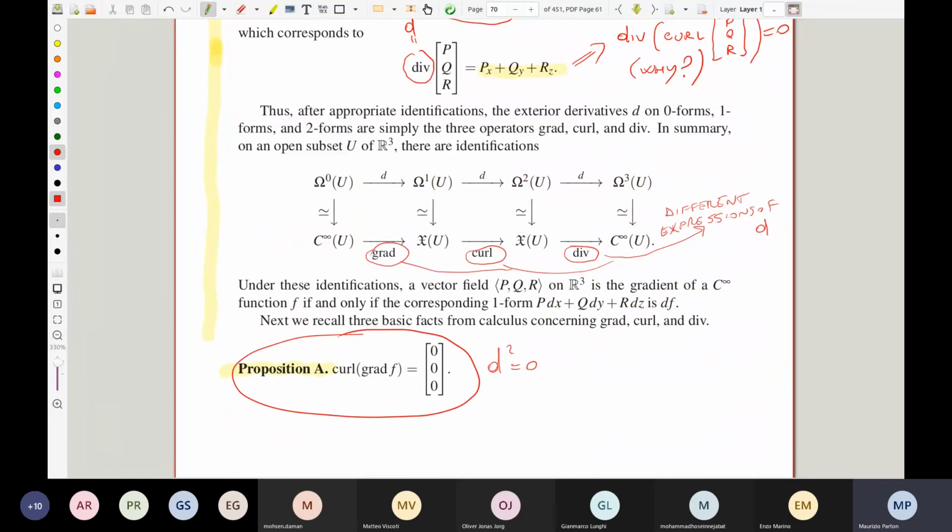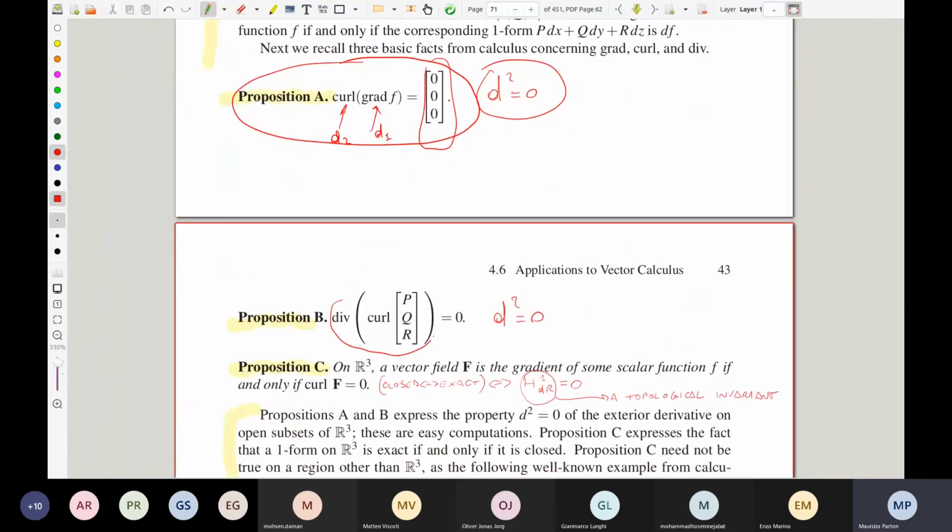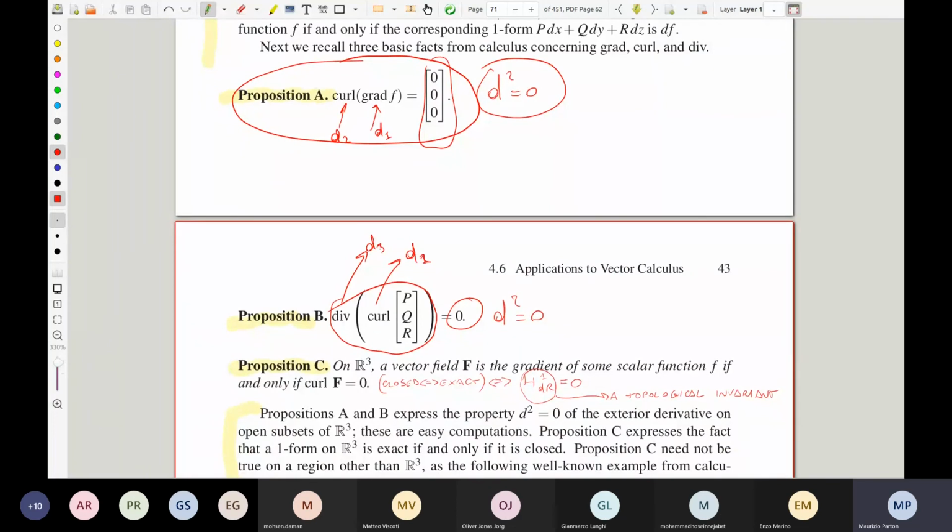And you probably know this theorem from analysis: if you take the curl of the gradient, you obtain 0. I just told you this is the differential of rank 1, and this is the differential of rank 2. And I also told you that if you compose the differential twice, it becomes 0. You probably know also that the divergence of the curl of a vector field is 0. Well, it's exactly for the same reason. This is the differential from 1 to 2, and this is the differential from 2 to 3. So this is just another expression of d squared equals 0.